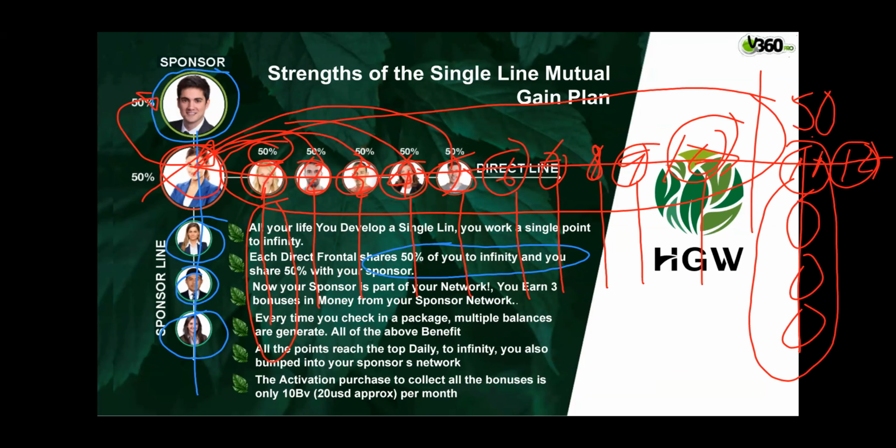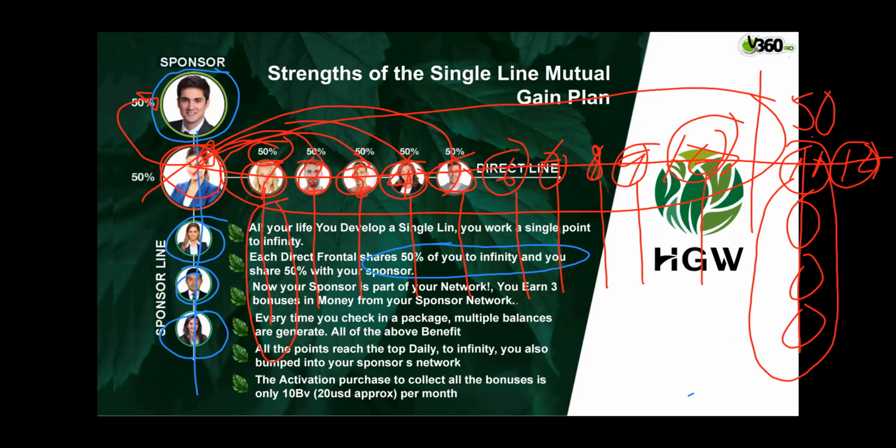Again, you will win from the 11 member in your frontals, from your 12 member, from your 13, of course 14, 15, 16, unlimited. But listen to me, only from the first 10 levels, you will share with your sponsor.